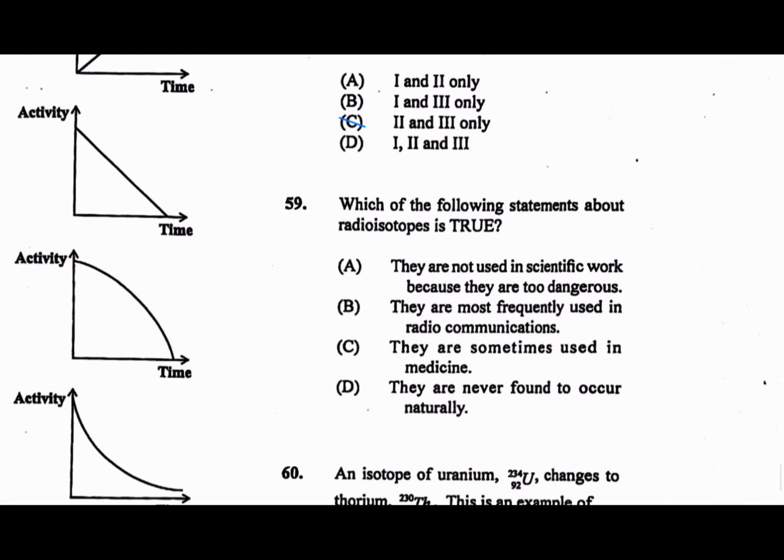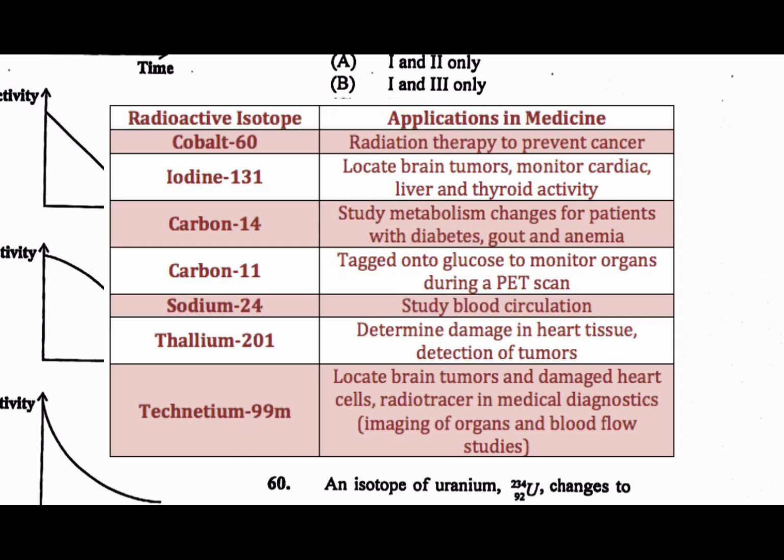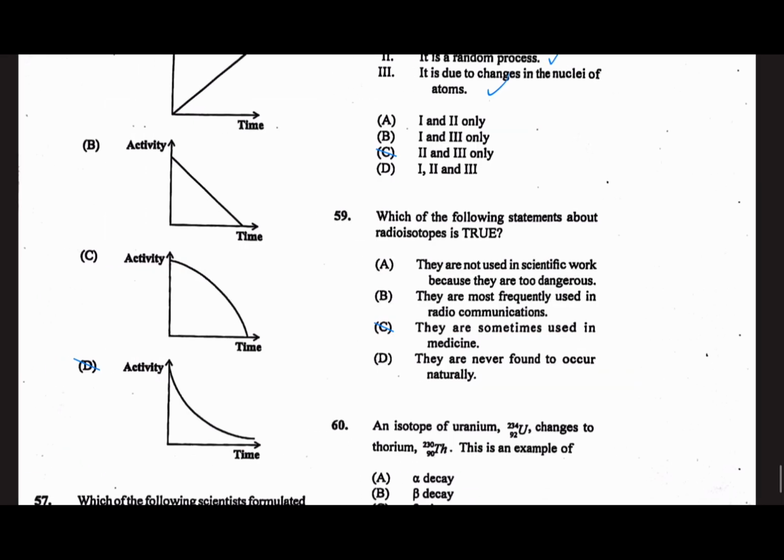59. Which of the following statements about radioisotopes is true? Right, so sometimes they are used in medicine. That's it. An example would be to treat thyroid cancer. I think iodine is used for that. You could check that for me.